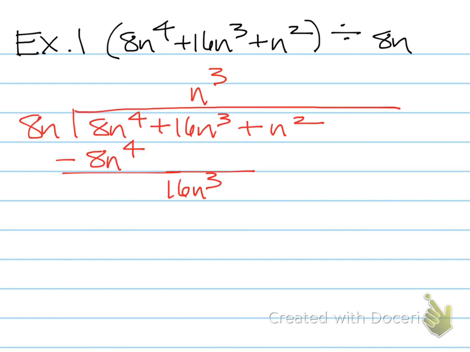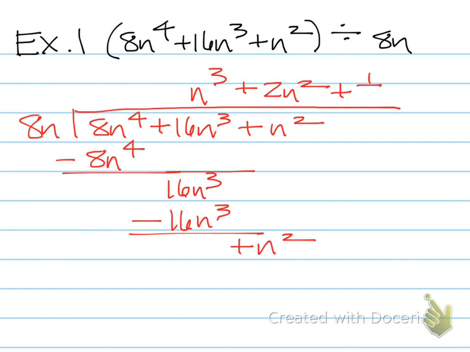Subtract those two terms, and we get 0. Bring down the next term, and then repeat. What do I need to multiply 8n by to get 16n cubed? 2n squared. When I multiply 2n squared by 8n, I get 16n cubed. Subtract those, I get 0. And then I need to multiply 8n by 1/8 n to get n squared. And when I subtract them, I get a 0 remainder. That lets me know that 8n is a factor of 8n to the 4th plus 16n cubed plus n squared.